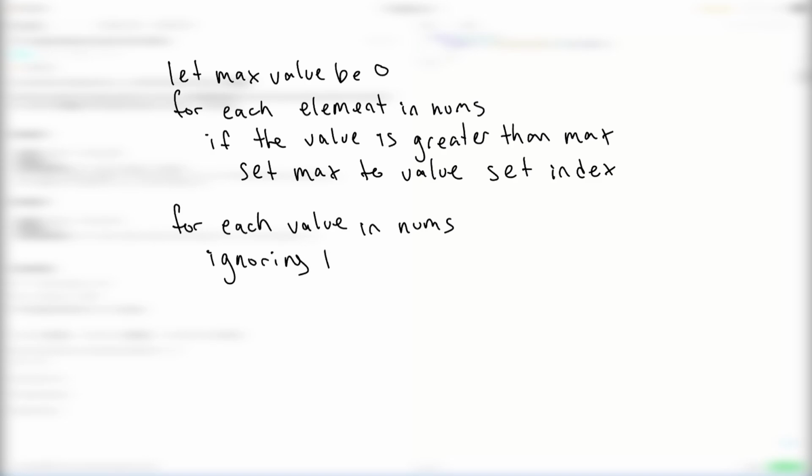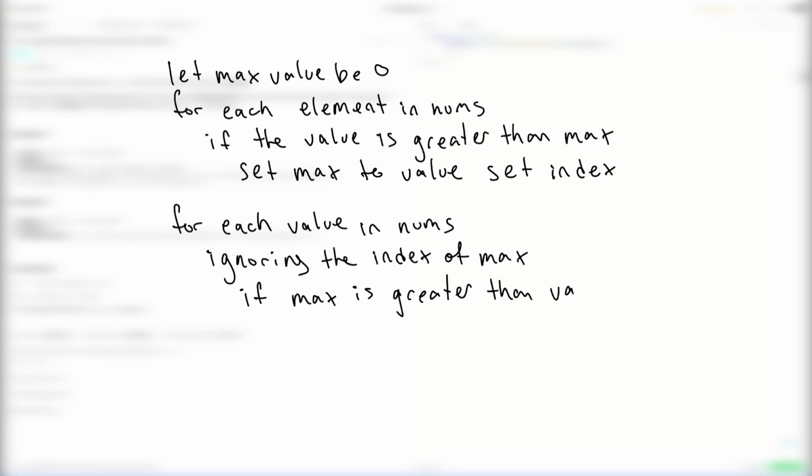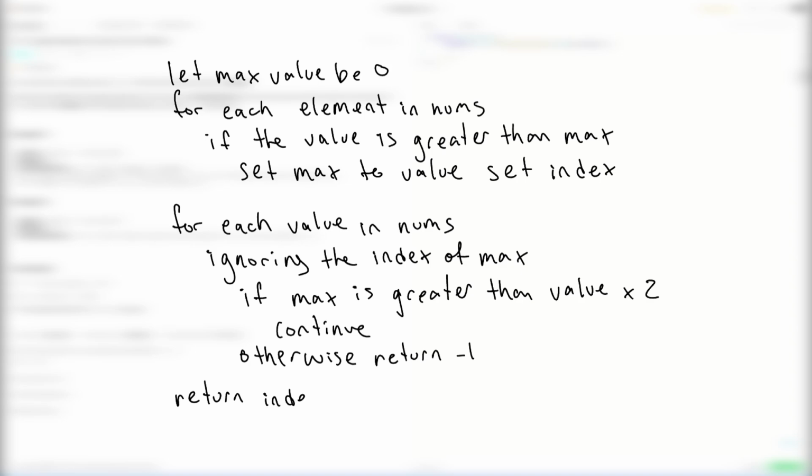Then we want to say, ignoring the index of max, if max is greater than the value times 2, continue. Otherwise, return -1. And then if we make it all the way through the loop, we'll go ahead and return index. So that's how we're going to set that up. Let's take a look at our example really quick.